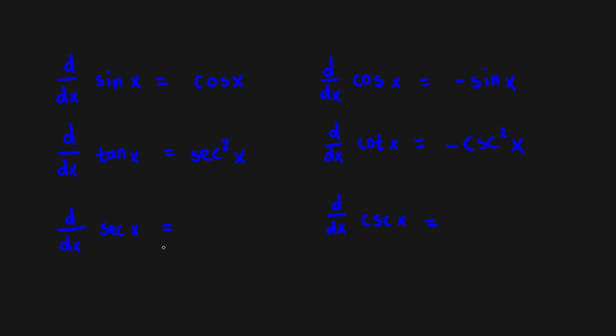The derivative of secant x is tangent x multiplied by secant x. And finally, the derivative of cosecant x is negative cotangent x multiplied by cosecant x.